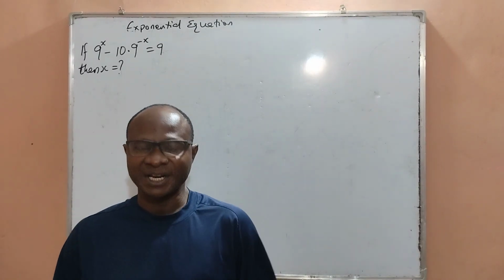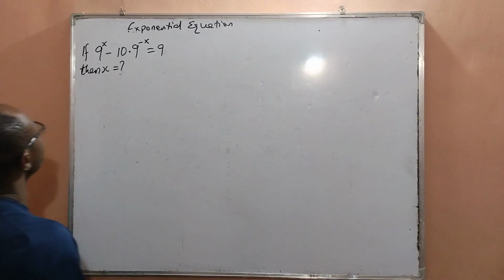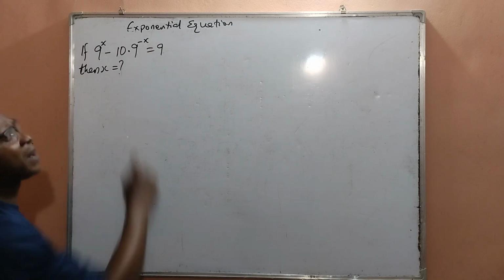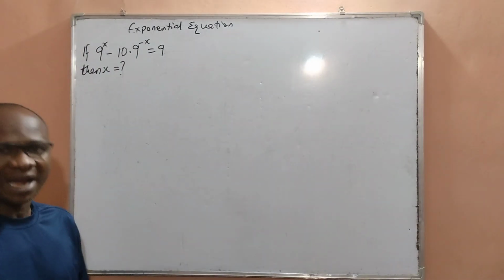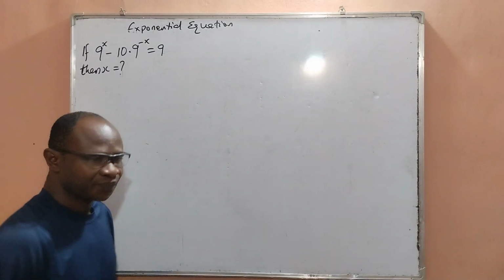Today's mathematics class is on an exponential equation, and the question has been given to us on the board. If 9 raised to the power x minus 10 multiplied by 9 raised to the power negative x is equal to 9, then let us get the value of x.